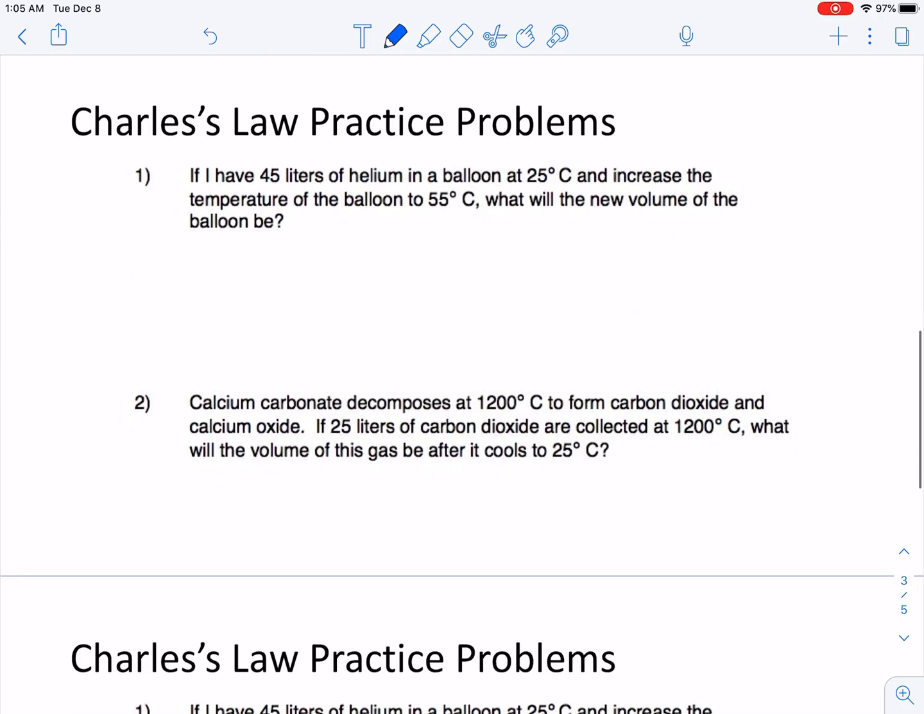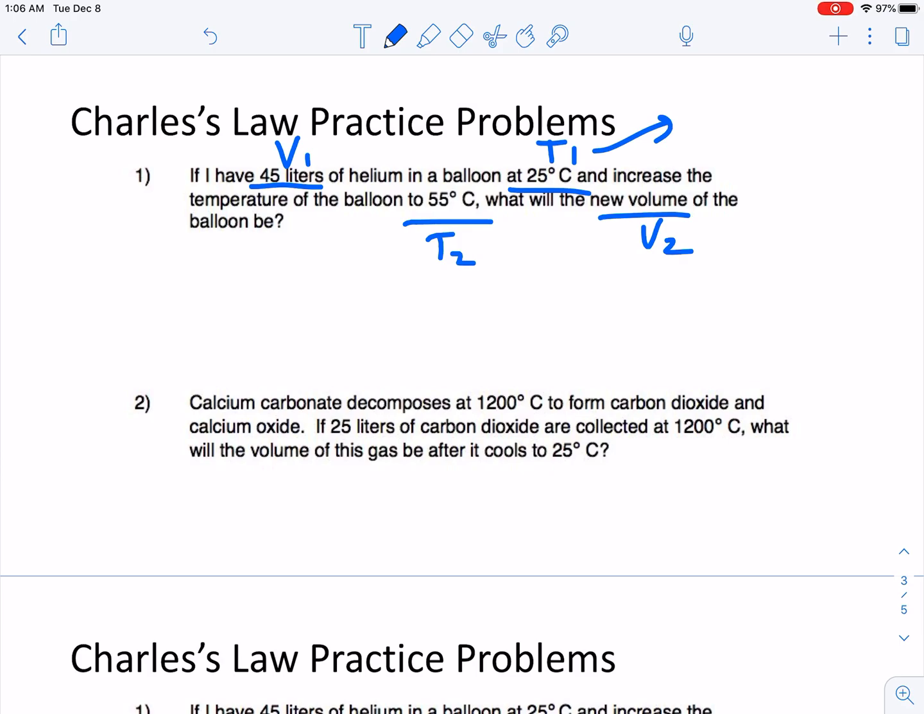So let's do a practice problem here. If you have 45 liters of helium in a balloon at 25 degrees Celsius, and increase the temperature of the balloon to 55 degrees Celsius, what is the new volume? So again, I know that's my V1, this is my T1, this is my T2, and my unknown volume, I'm trying to find V2.